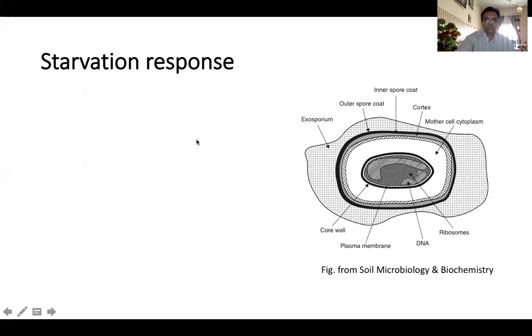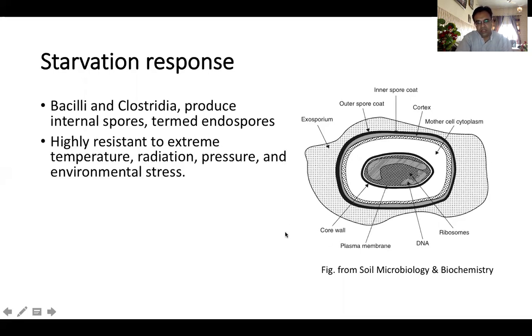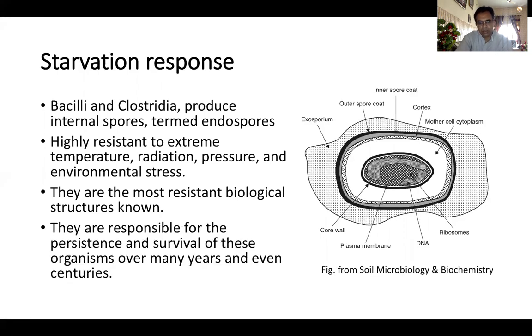So when we talk about the starvation response, some bacteria such as bacilli and clostridia produce internal spores that are known as endospores, as you can see in this figure. These endospores are highly resistant to extreme conditions like extreme temperature, radiation, pressure, and environmental stresses. They are the most resistant biological structures known. They are responsible for the persistence and survival of bacteria for many years, and they regain their growth when the normal conditions are on.